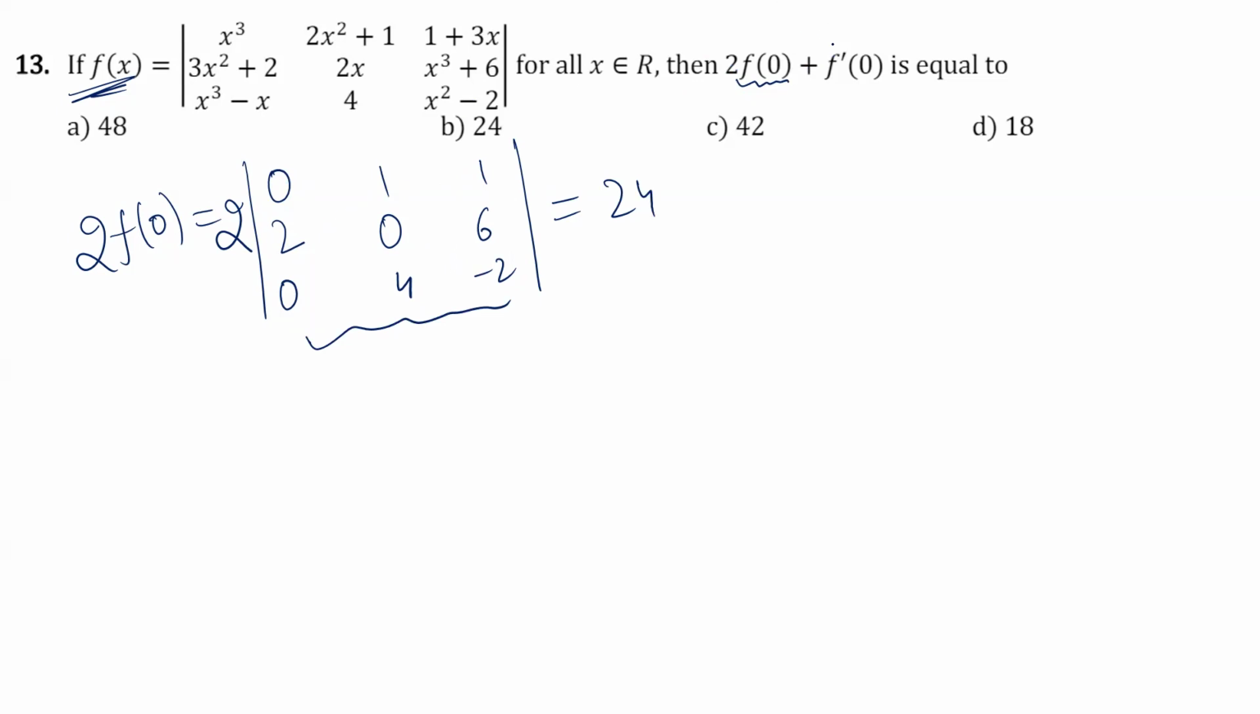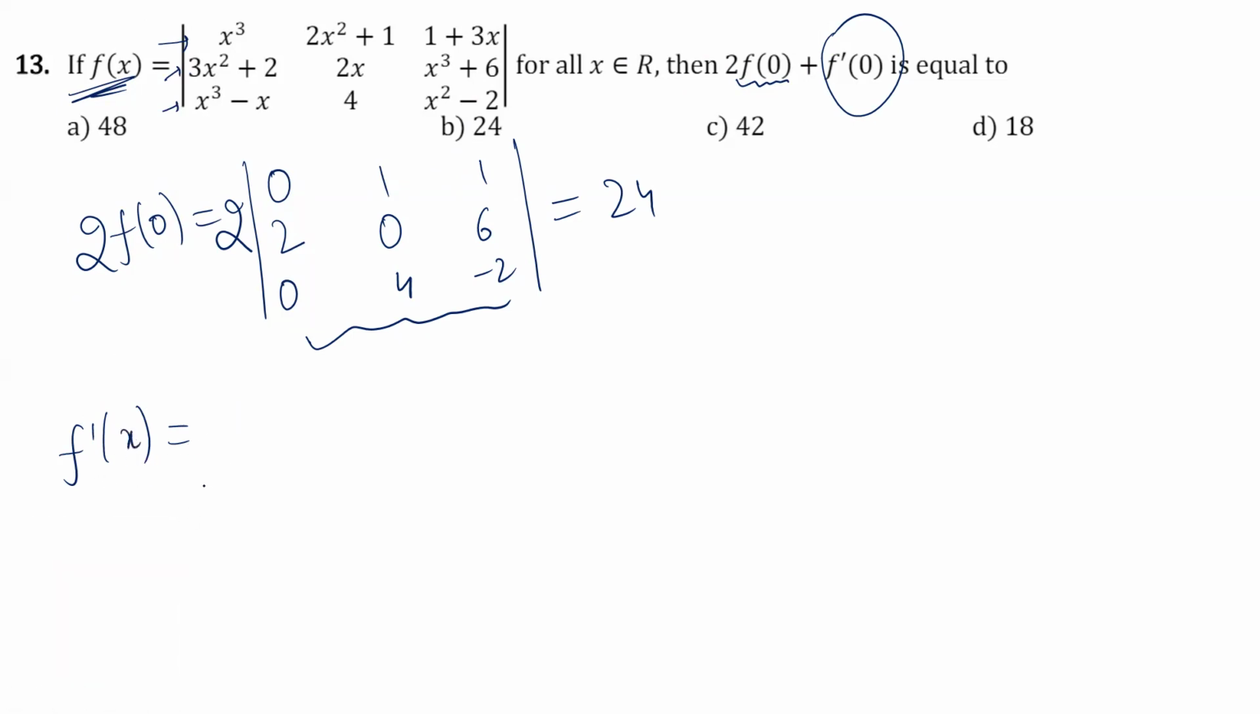And then this f dash 0. So first differentiate the determinant and then just put x equals 0. So f dash 0 will come out to be your 18. Very easy to differentiate. First differentiate by first row, second row, third row. I will just differentiate it for you once.